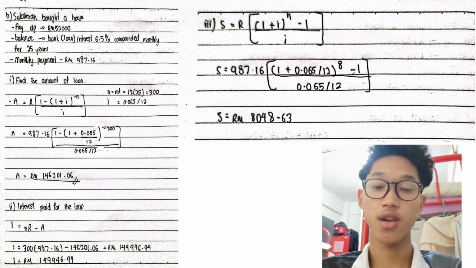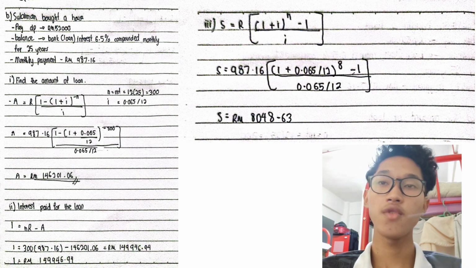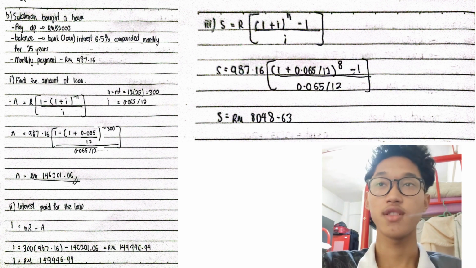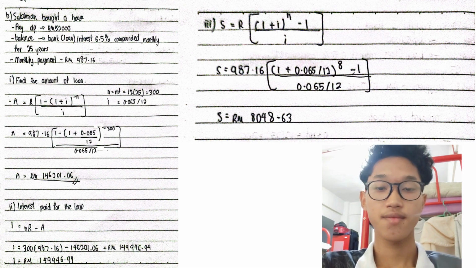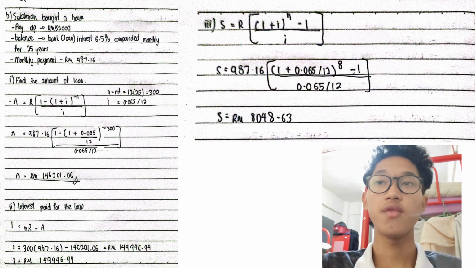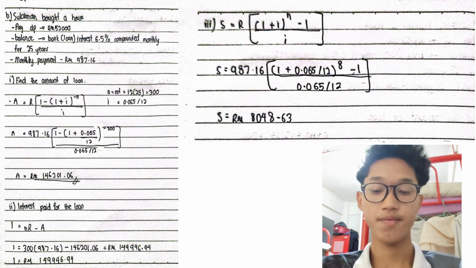Assalamualaikum warahmatullahi wabarakatuh. My name is Muhammad Istizal bin Yusuf. Today I will show you how to answer question 4. First, we will read the question. The question sounds: Sulaiman bought a house by making a down payment of RM52,000. The balance was borrowed from a bank which charged interest of 6.5% compounded monthly for 25 years with monthly payment of RM987.16. First, we will find the amount of the loan.